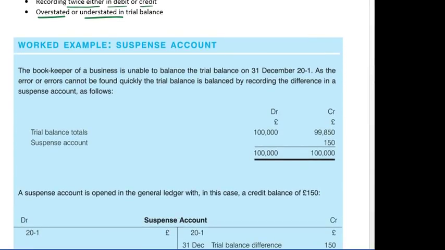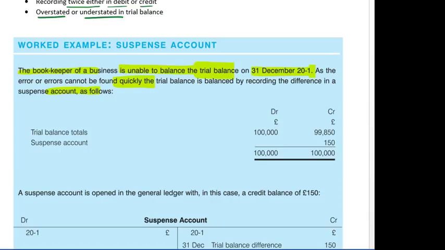This is a worked example given. Let's read it. The bookkeeper of a business is unable to balance the trial balance for 2011, let's assume 31st December, very old, as errors cannot be found quickly. It said quickly. For the time being we can't find it, but maybe later we can find, and the difference is shown in a trial balance.